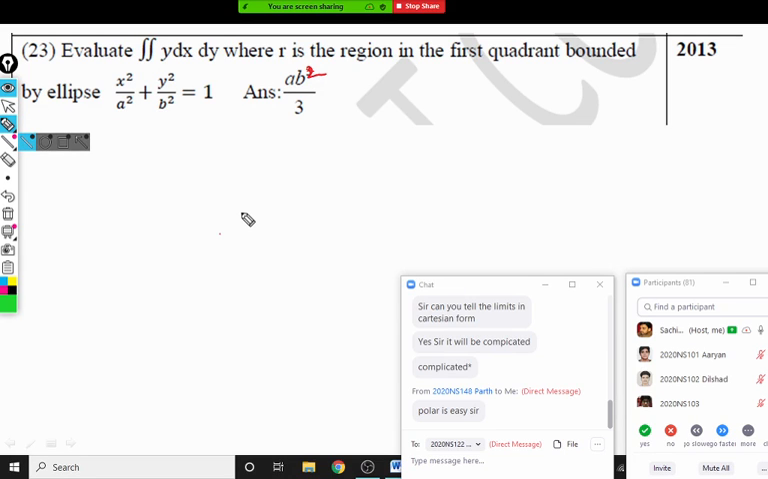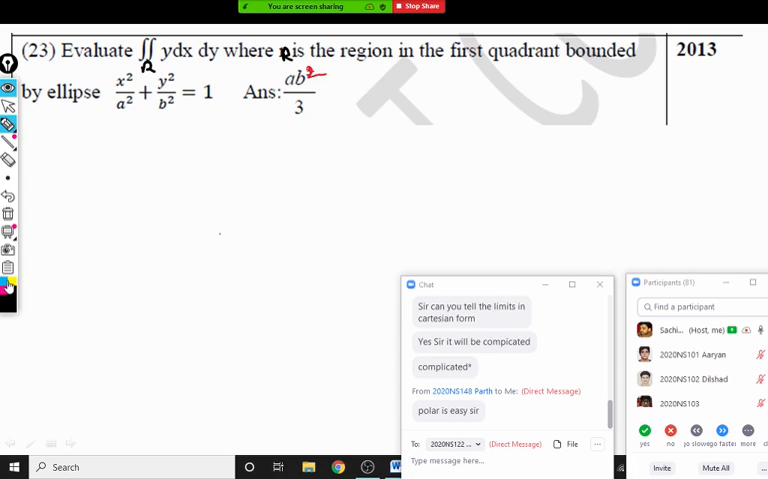Now the next question is on the screen here. Evaluate the double integral of y dx dy, where this capital R is a region in the first quadrant bounded by an ellipse. There are small mistakes like this, so this should be the capital R, and this is the double integration over that region R. So we have to do the double integration of y dx dy on the region R, where R is the region of the first quadrant of an ellipse.